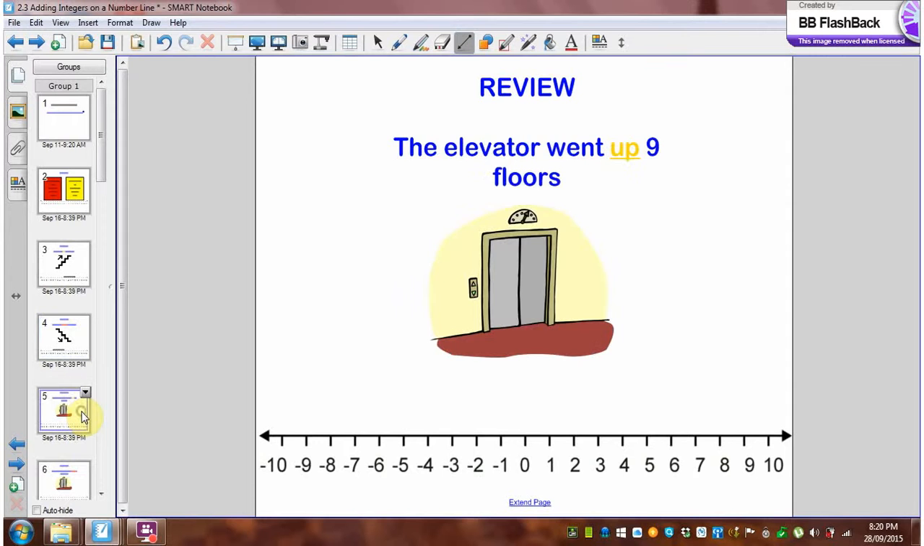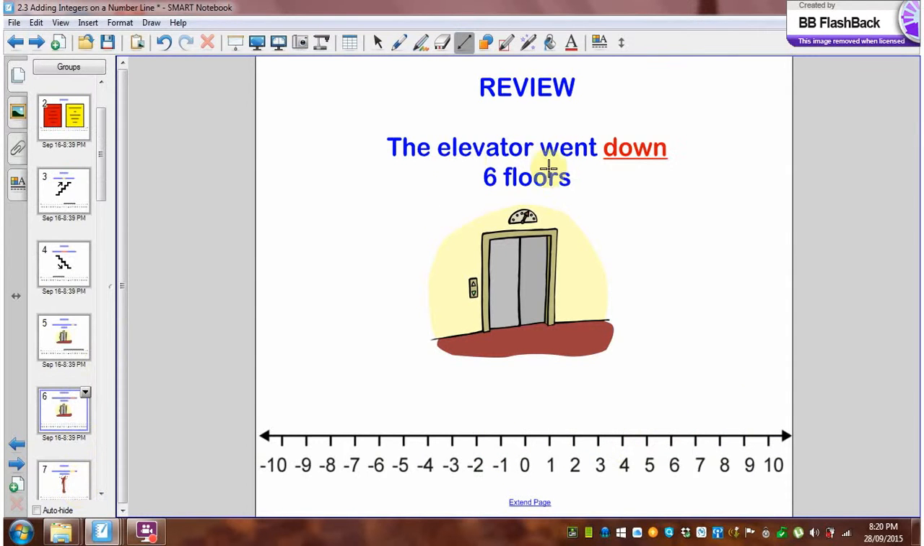Okay, next example. The elevator went up 9 floors. So we start at our 0. If we were to draw it out, we start at 0 and go all the way up to 9. We went to the right because up is a positive word and we're going in the positive direction, to the right.